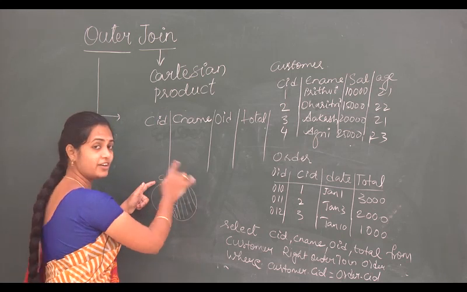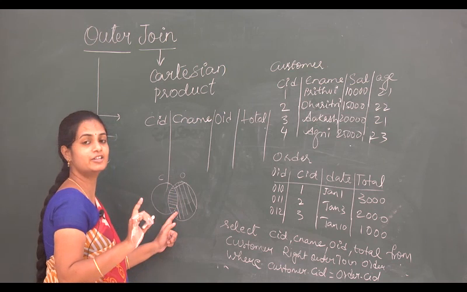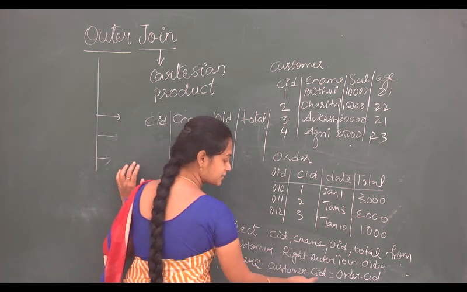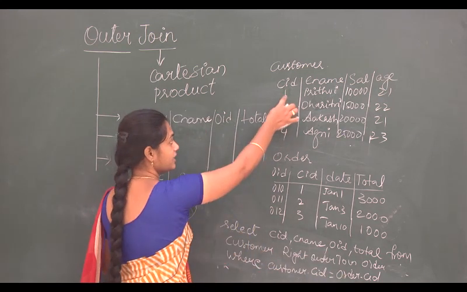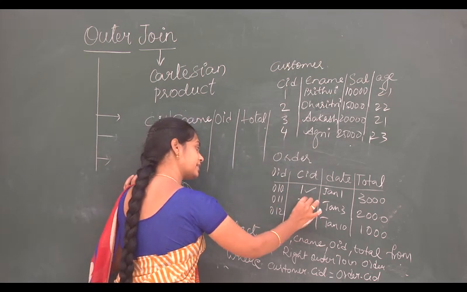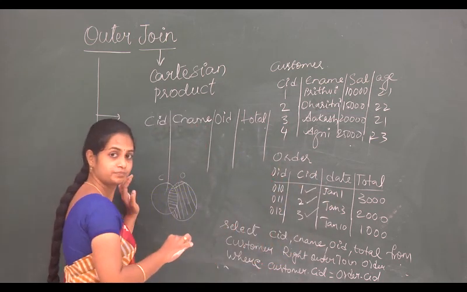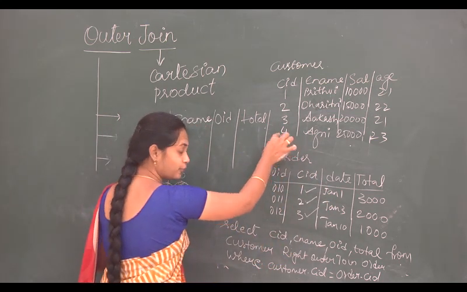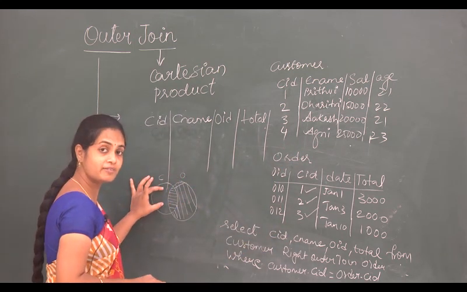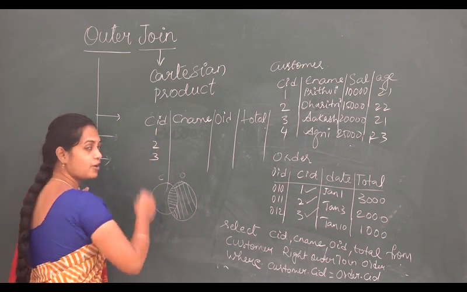So customer and order. Now what happens here? What are the common values between customer and order? See here, where customer CID equals order CID. Is 1 present here? Yes, 1 is present. Is 2 present? Yes, 2 is also present. Is 3 present? 3 is also present. Okay, but do we have 4? 4 is not there. So what are the common values here? 1, 2 and 3. So I will mention the common values.